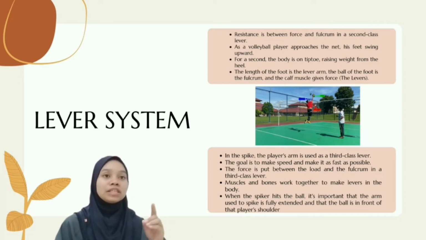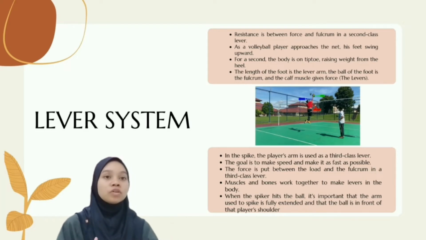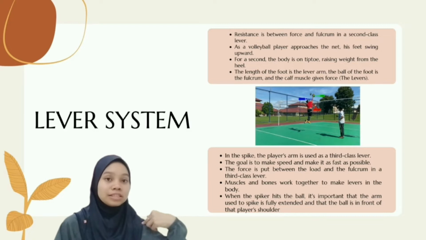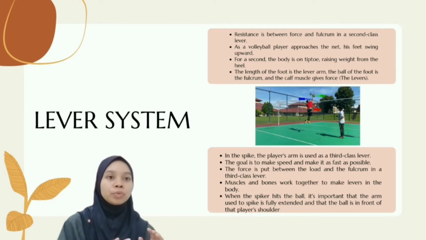As you can see in the picture, this is the third class lever system. So let's see, in the spike, the player's arm is used as a third class lever. The goal is to make speed, to make it as fast as possible. The force is put between the load and the fulcrum in a third class lever.